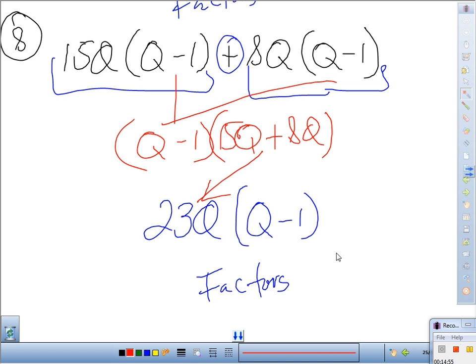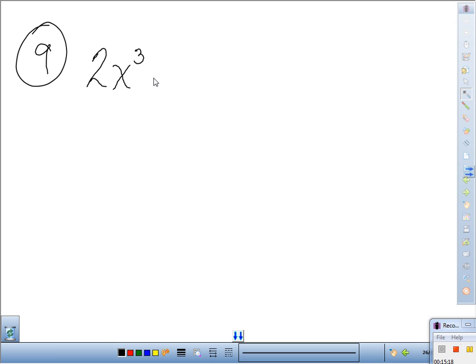Okay, so now let's crank it up a notch. Let's go to the next level. Number 9. Copy this down. 2x cubed plus 8x squared plus 3x plus 12. Just copy it. And I'm going to show you something before we get started so we can make an observation.